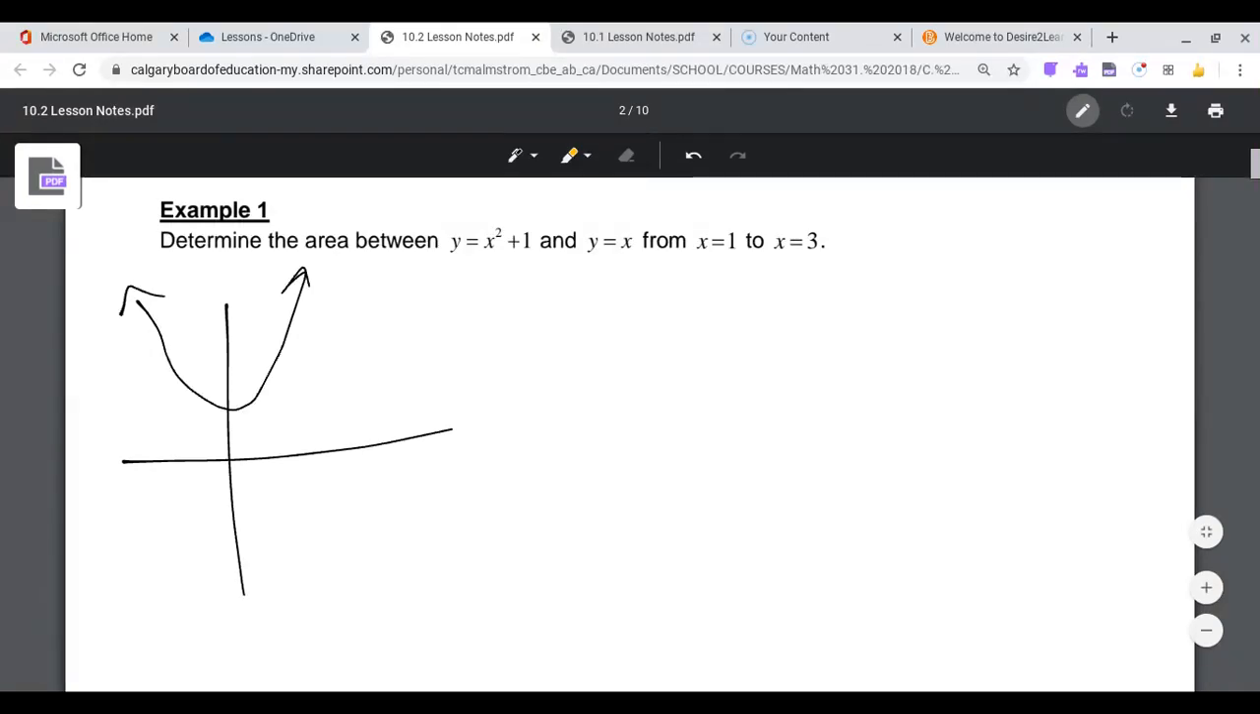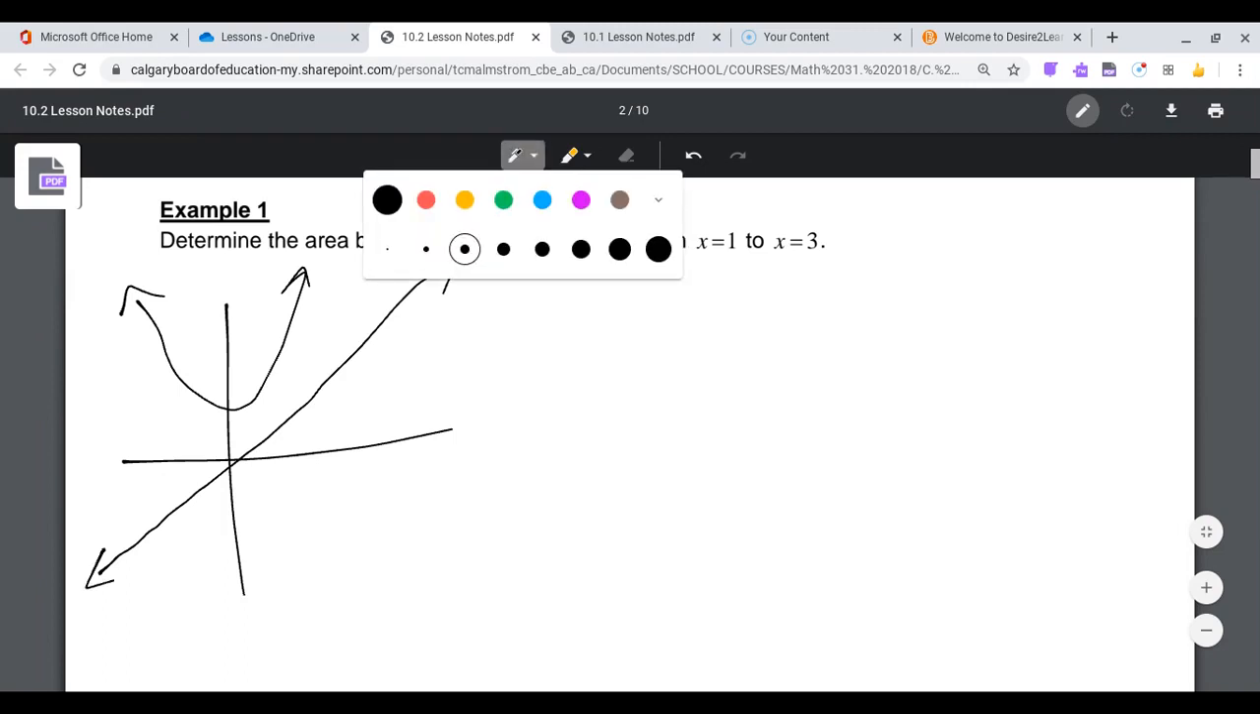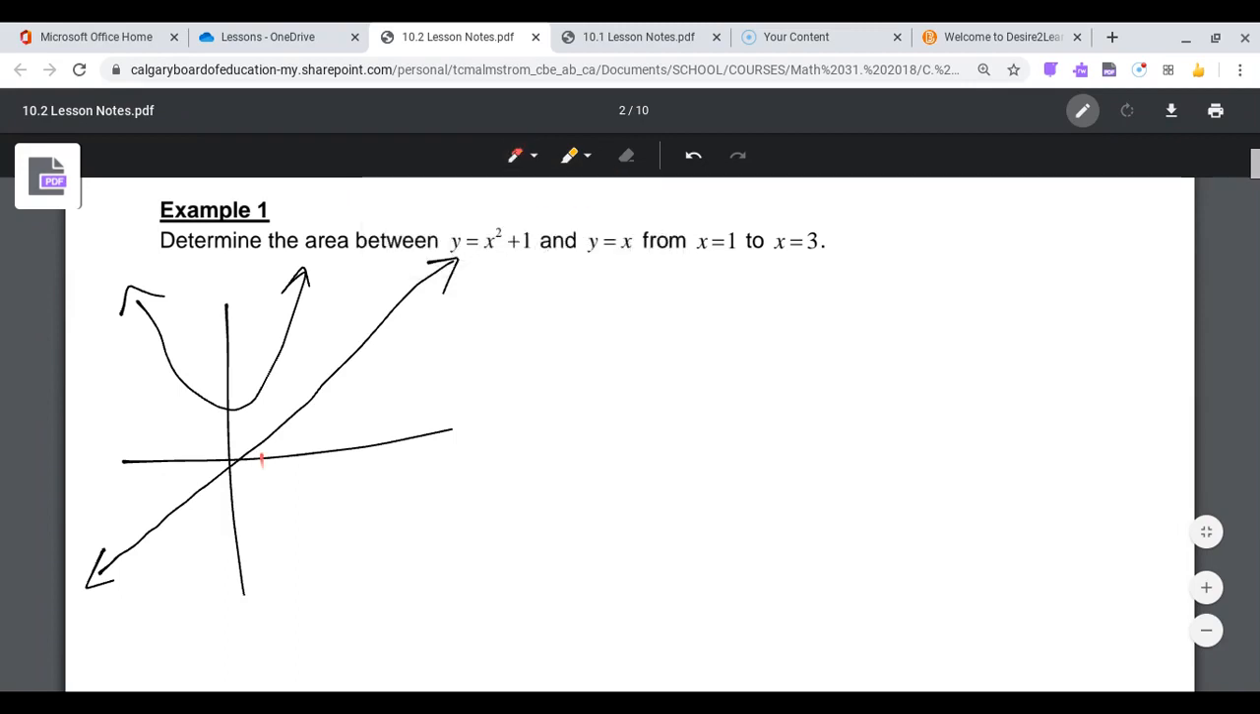And then y equals x will never intersect with that parabola. And we are going from the boundary x equals 1, okay, to x equals 3. So here we go. Beautiful.